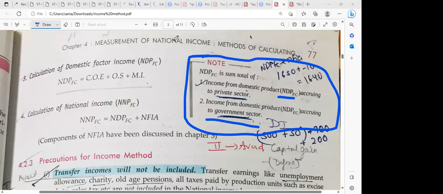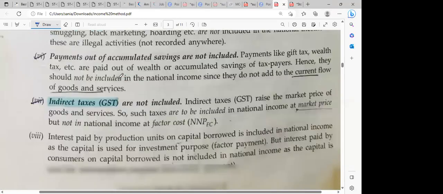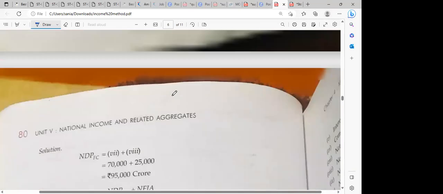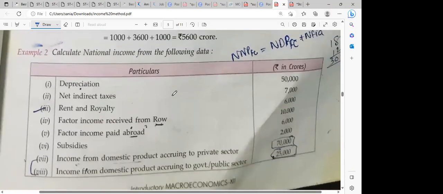Ma'am, done. Okay. Now coming to the question. This is the question. Okay. So over here, I think you know what to do. Yes, ma'am. So you have to calculate national income. So first you will calculate NDP at FC. So you know how to calculate, then you will do the other. Yes.